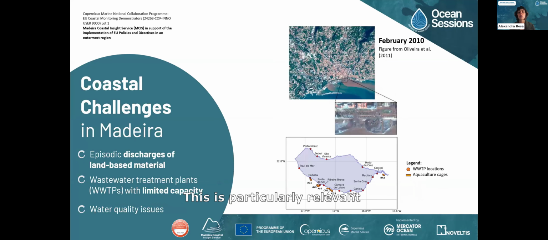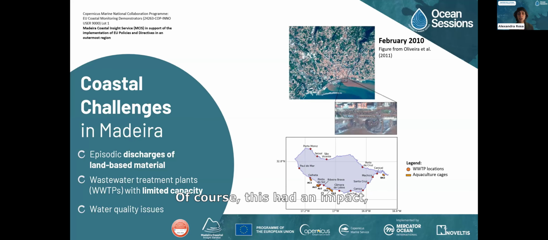This is particularly relevant during intense or extreme precipitation events, such as the one that occurred in February of 2010, when extreme precipitation reached the island, leading to landslides in the high parts of the island, and then downstream to flash floods, where it formed this coastal brown plume in the coastal area. A lot of human loss occurred and several damages in the main city. This is a very strong event in the memory of the Madeiran people.